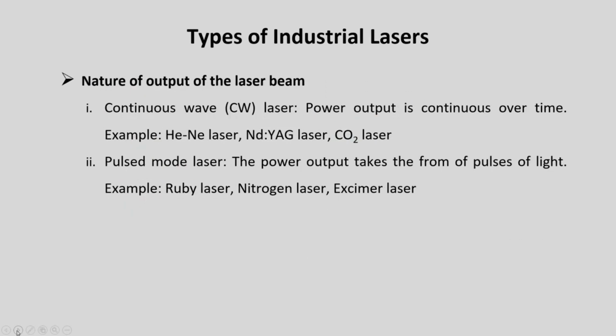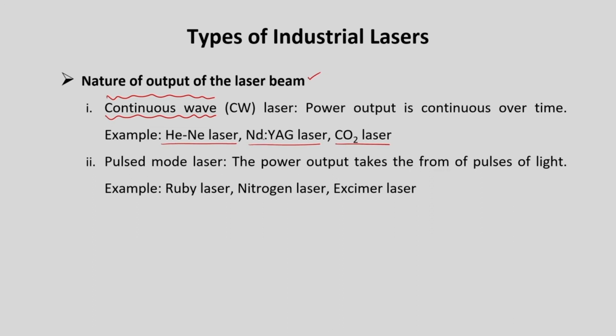The industrial lasers also can be classified based upon the nature of the output of the laser beam. Either we can have the continuous wave, when the output is in continuous format over time. So, we are getting the continuous output over a period of time. These are the HeNe lasers, Nd:YAG lasers or the CO2 lasers.